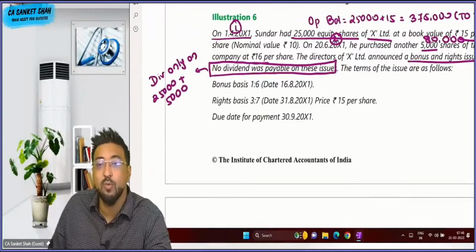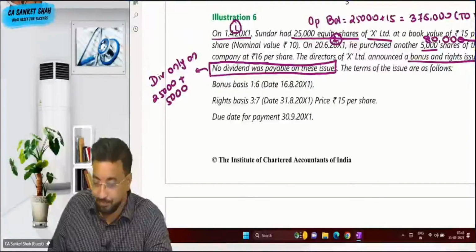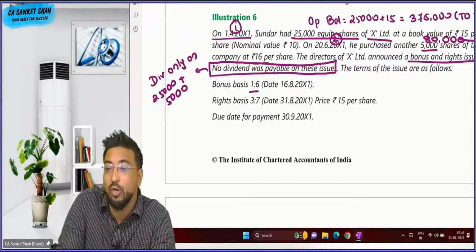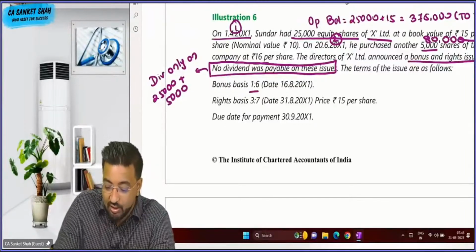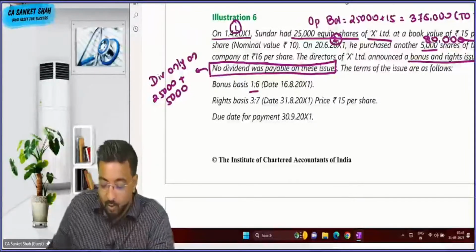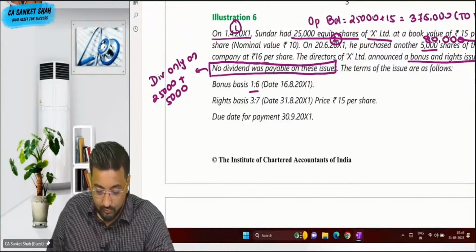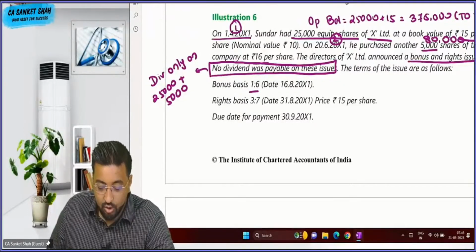So what is bonus? Bonus is a free of cost. So one share for 6 shares. So how many bonus shares? Yes, beta, I am going to receive. Chalo, tell me it in the comment section. सोते मत रहो, फटाफट बोलते रहो. चलो fast.